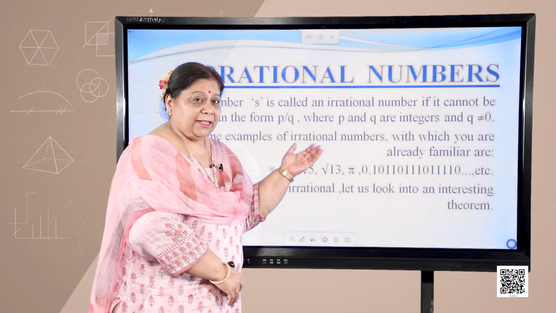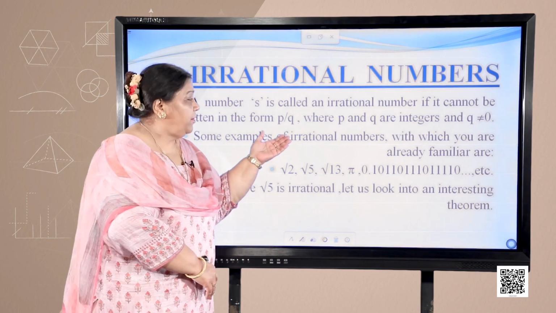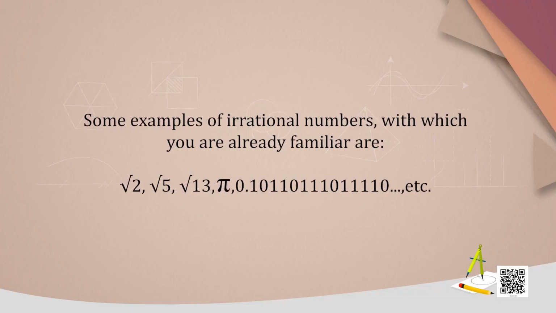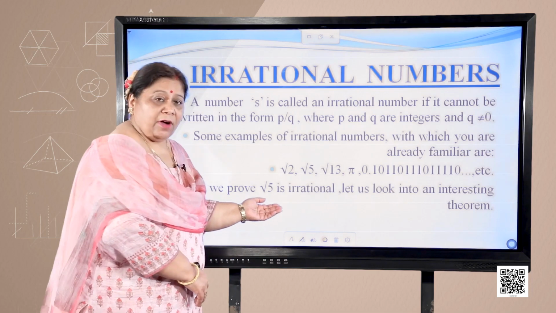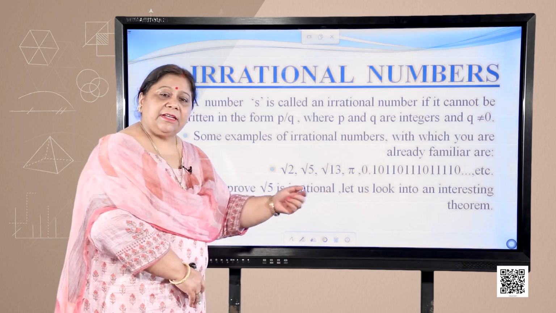A number s is called an irrational number if it cannot be written in the form p upon q, where p and q are integers and q is not equal to 0. Some examples of irrational numbers with which you are already familiar are root 2, square root 5, square root 13, pi and 0.10110111011110, etc.